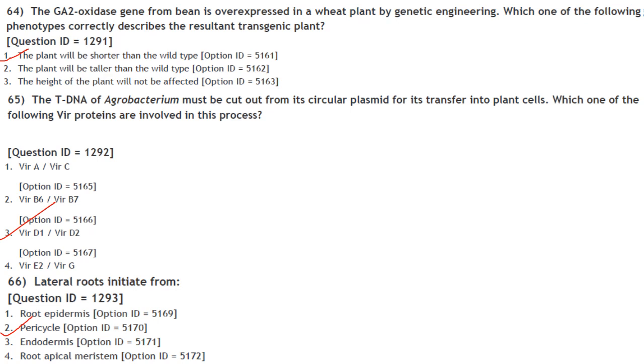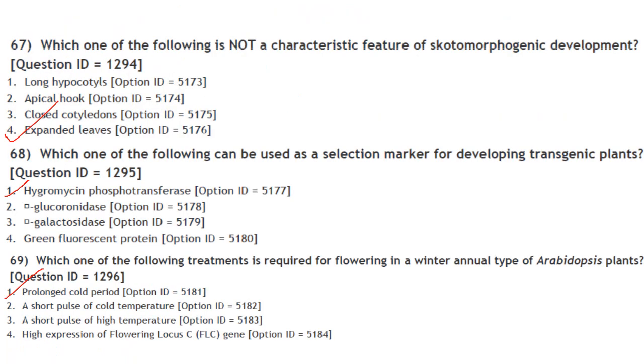The T-DNA of Agrobacterium must be cut out from its circular plasmid for its transfer into plant cells. Which one of the following Vir proteins are involved in this process? So it is VirD1 and VirD2 that are involved. Then roots initiate from the pericycle. Answer is option 2.